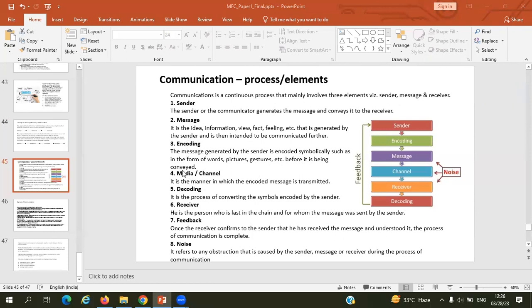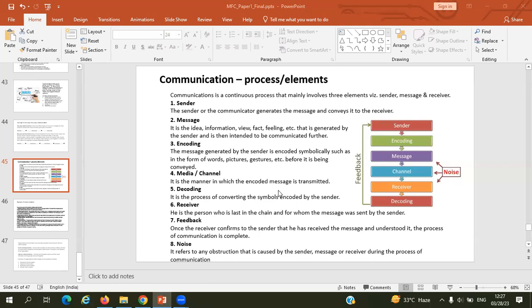Encoding and decoding. Media, channel: how you are communicating. Suppose you are communicating through email, through phone, through letter. That is the media, that is the channel, that is the means you are using. Suppose you are communicating in a newspaper or writing a letter or speaking or giving a speech to the public through a mic. That stage or mic is the media, the channel, how we are communicating.